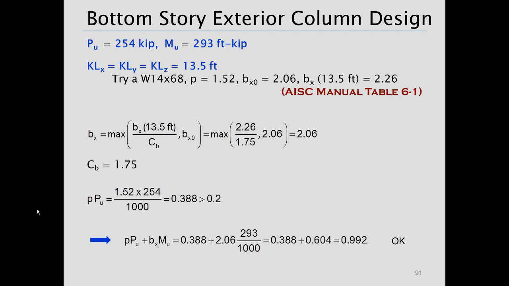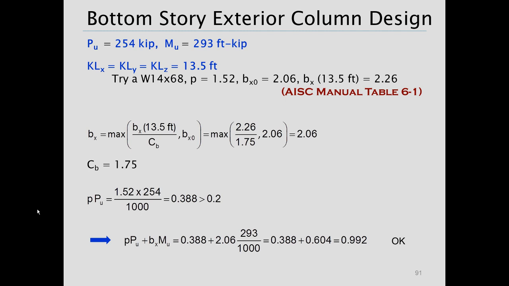And so to complete that out, the 8/9 times Mu over phi Mn is B sub x times Mu, so 2.06 times 293 over 1,000. And so add all those up, we get 0.992, we're less than 1, so we're okay for the column unity check.